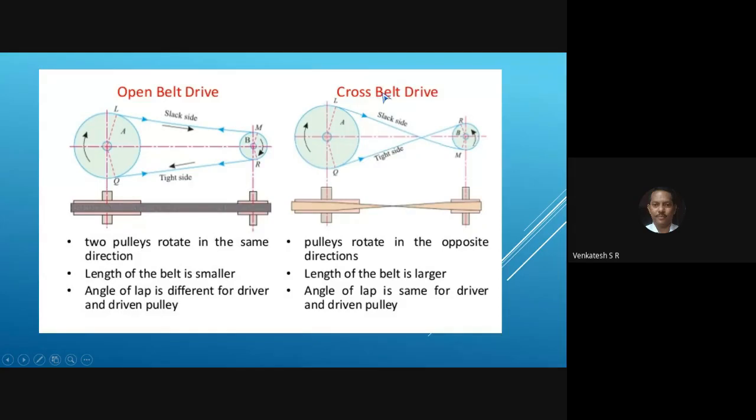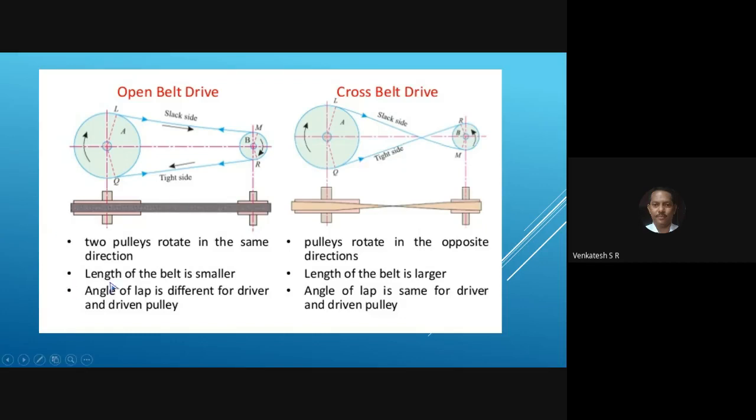The name itself indicates cross belt. All of you observe here. This is open. This is cross. And also mention this is the tight side. Always due to gravity, the bottom portion of the belt has tightness. For that reason, it is called tight side. From the top, you have sagging. For that reason, it is called slack side. So this is the slack side and this is the tight side. Here also they have made a mistake and shown the arrow mark in the opposite direction.